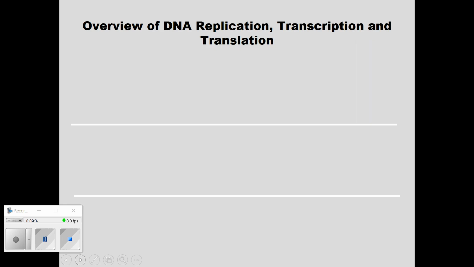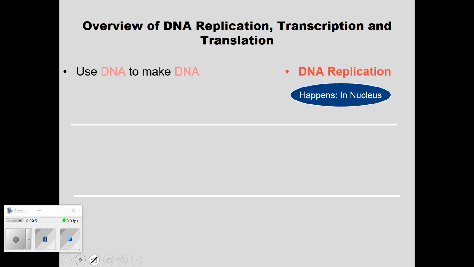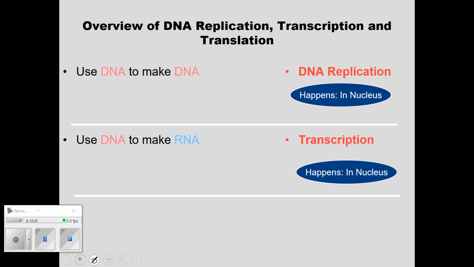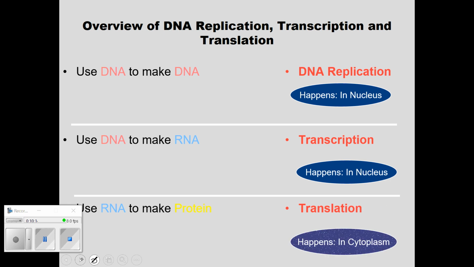So let's have an overview of the 3 different things that we have been talking about in this unit: DNA replication, transcription, and translation. So DNA replication is when you use DNA to make DNA. And this occurs in the nucleus. When we use DNA to make RNA, that could be called transcription, which also occurs in the nucleus. And then when we make RNA to make a protein, that is called translation, which occurs in the cytoplasm on a ribosome.